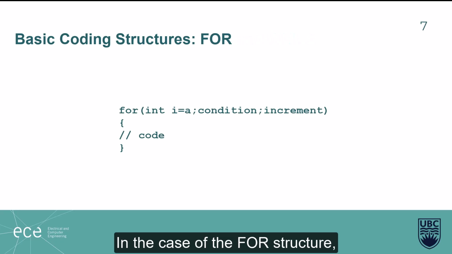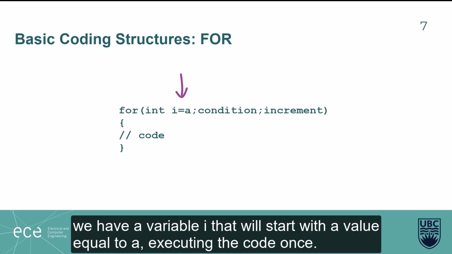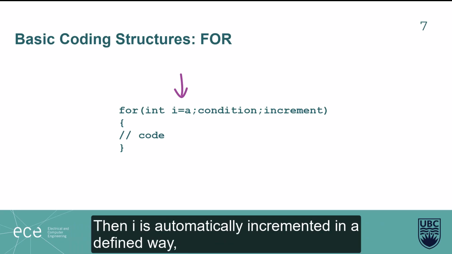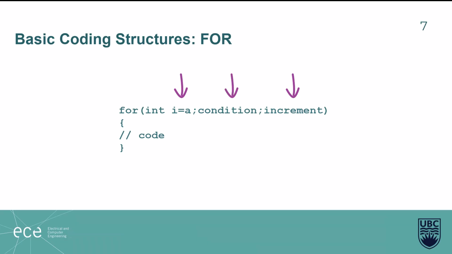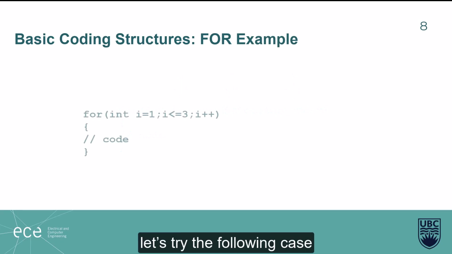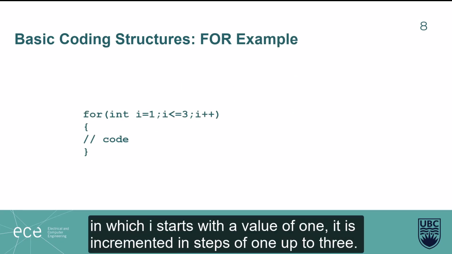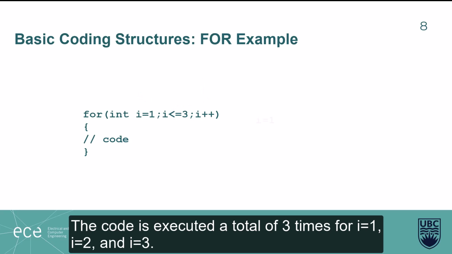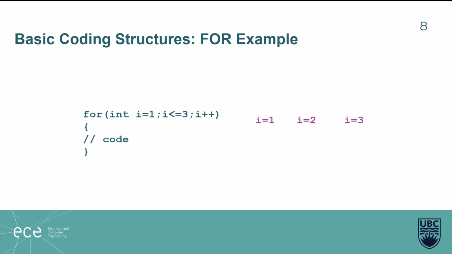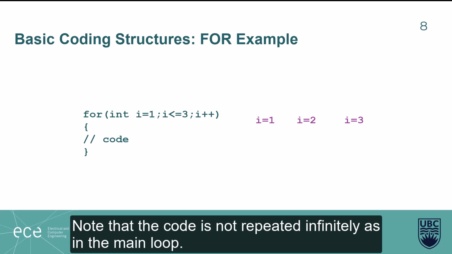In the case of the for structure, we have a variable I that will start with a value equal to a, executing the code once. Then I is automatically incremented in a defined way, executing the code for each increment until the termination condition is met. For example, let's try the following case, in which I starts with a value of 1, it is incremented in steps of 1 until I equals 3. The code will be executed a total of 3 times for I equals 1, I equals 2, and I equals 3. Note that the code is not repeated infinitely as in the main loop.